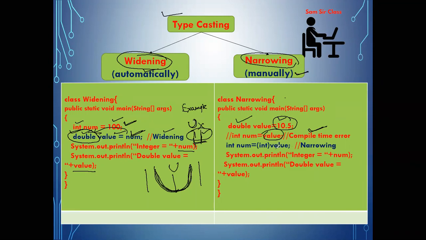Clear? So for that you have to typecast it. How do you typecast? You have to give a message to the JVM that I want to convert the value of double into integer, and then store it in the integer variable. Then what will happen? Out of 10.5, the integer part 10 will be stored in the integer variable. So here we have converted the double value into integer, manually. And this is known as narrowing or typecasting.